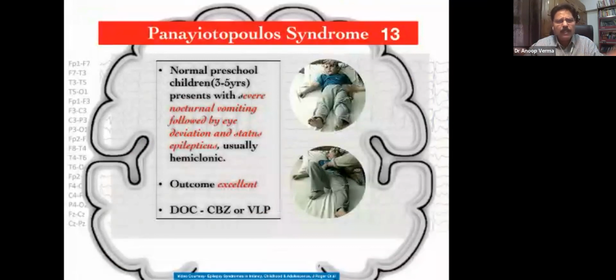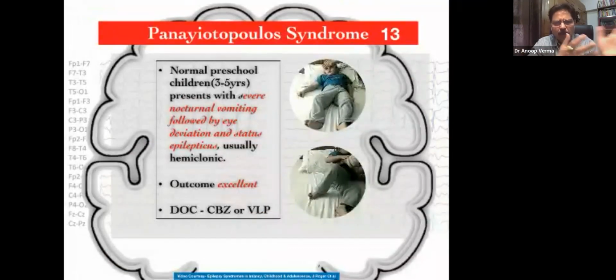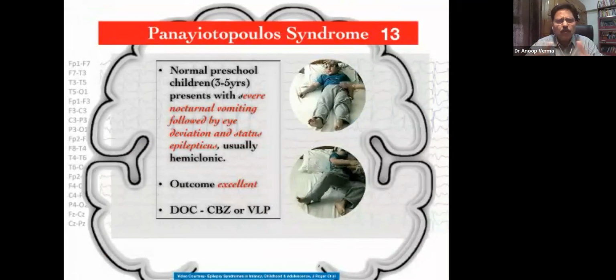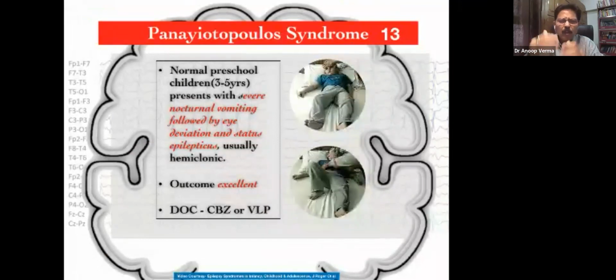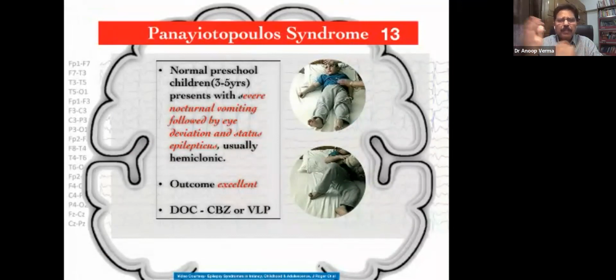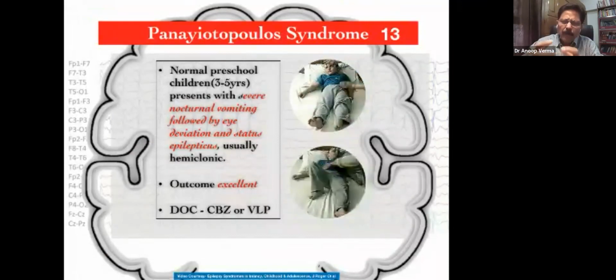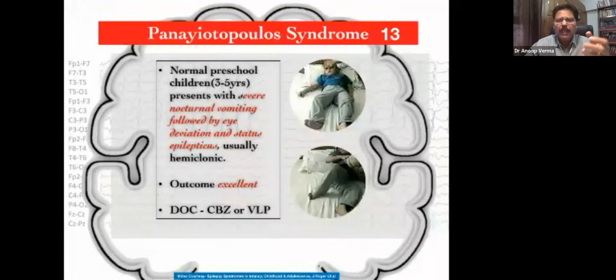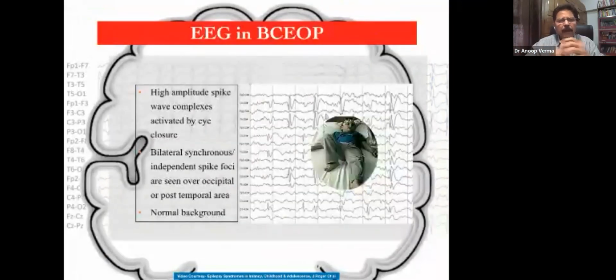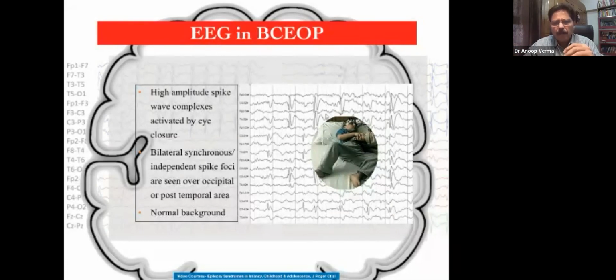Now Panayiotopoulos, which was talked about yesterday and also on day one: a normal school child, 3 to 5 years old, with severe nocturnal vomiting, tonic eye deviation, headache, hemiclonus, prognosis is excellent. A lot of autonomic symptoms like vomiting are there. High amplitude spikes from the occipital region are another very, very important feature, and it has a late presentation also in the form of Gastaut type of occipital epilepsy. That is again very important.